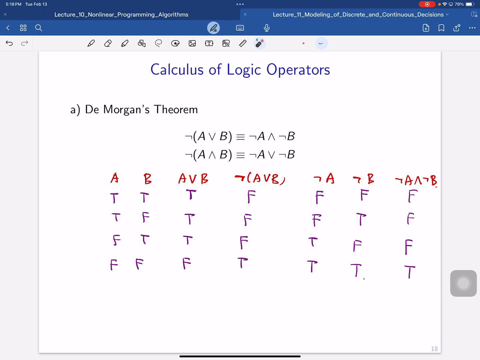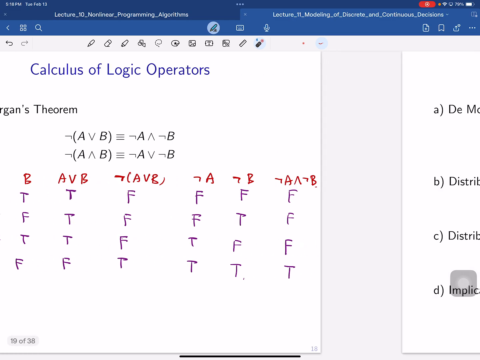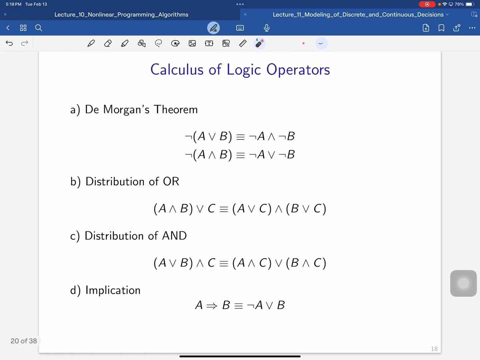Okay. And similarly, the other side of De Morgan's theorem is that if you have and at the center, if you take the not, the and will be changed to the or. Okay. And there are other theorems you can prove using the truth table. One is the distribution of or.